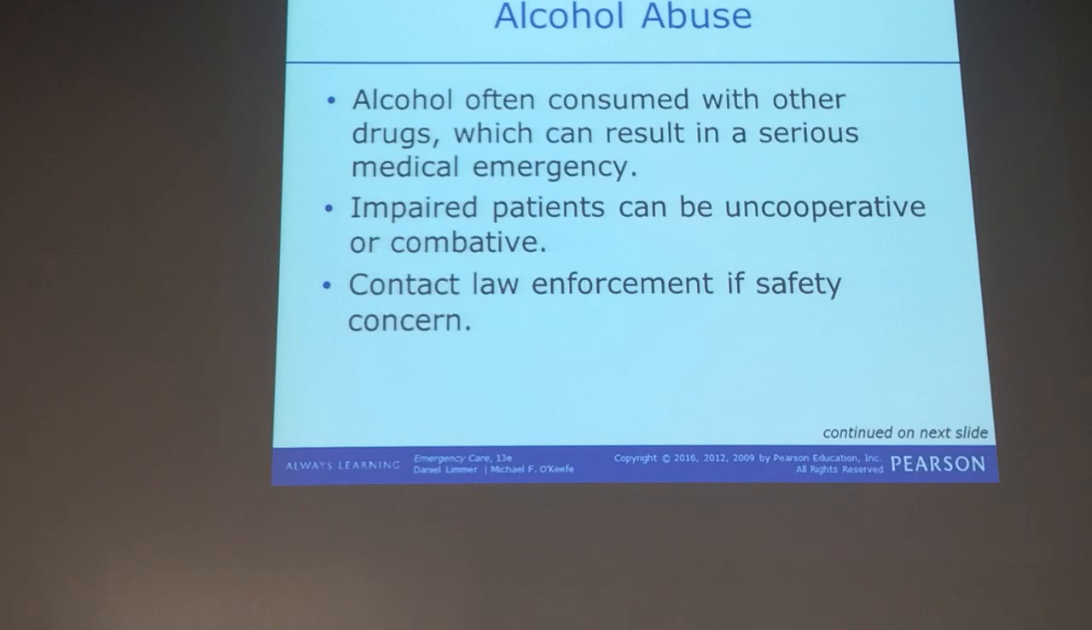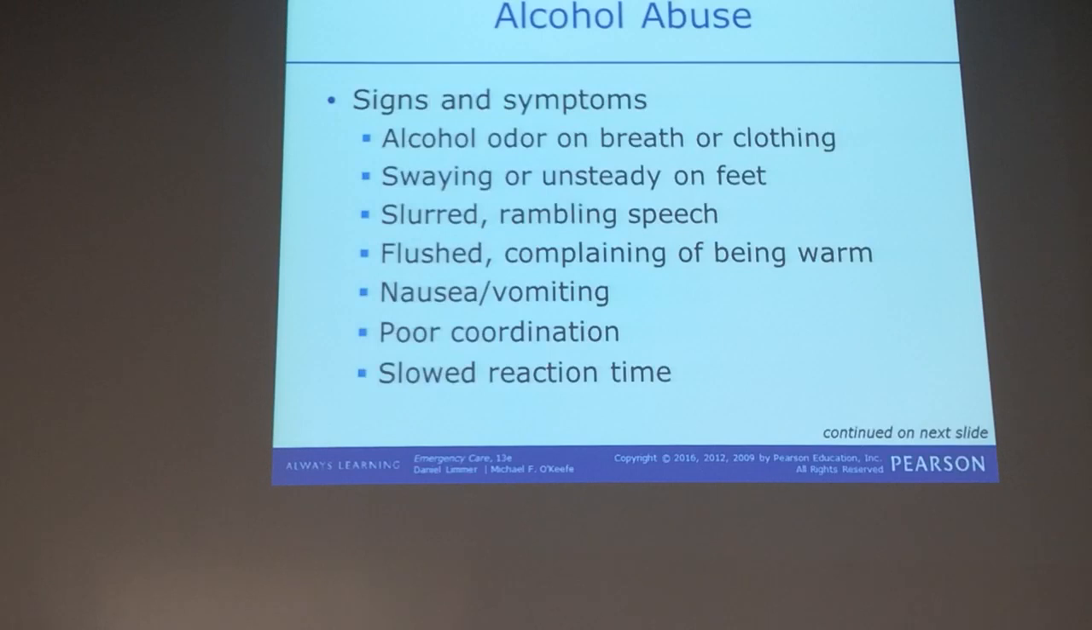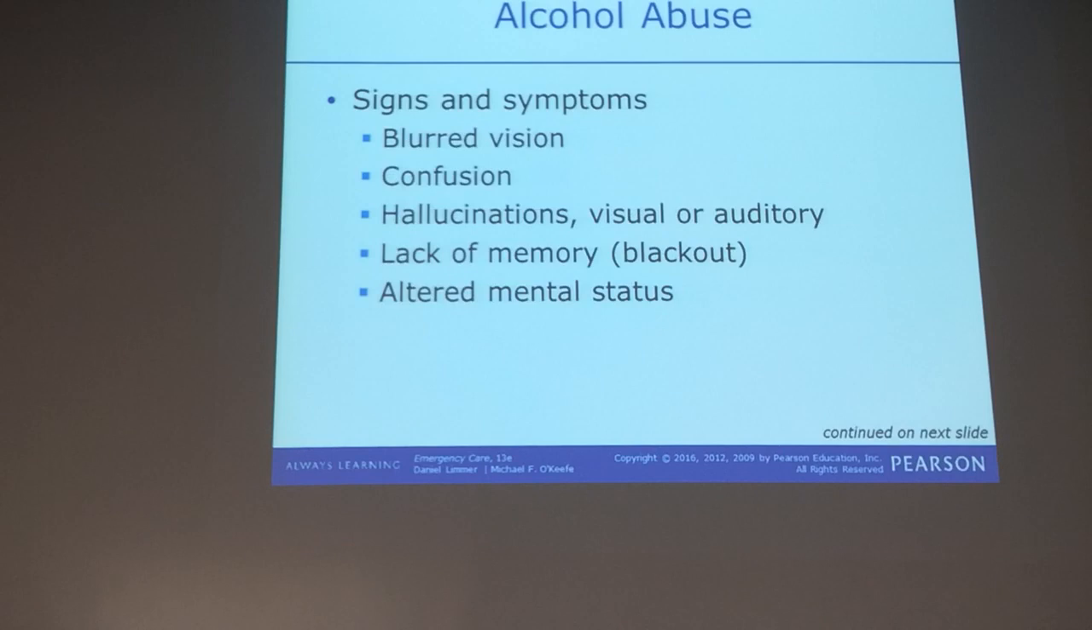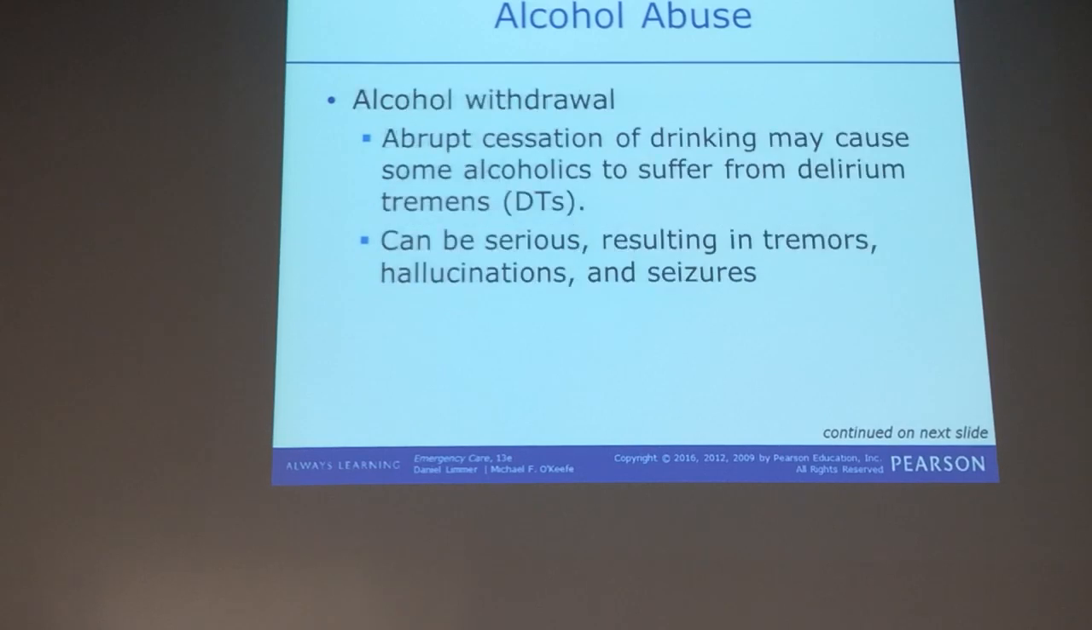A lot of times these patients can be impaired or combative. Sometimes we have to sedate these patients before we can get them taken care of. A lot of times we have law enforcement there to help us with that. Some signs and symptoms: they're going to have alcohol on their breath, swaying or unsteady on their feet, slurred, rambling speech. A lot of times they've urinated themselves. They may be flushed or complaining of being very warm. Nausea and vomiting, obviously. Poor coordination. The biggest thing is slowed reaction time. They may have some blurred vision, confusion, hallucinations, lack of memory, or altered mental status.